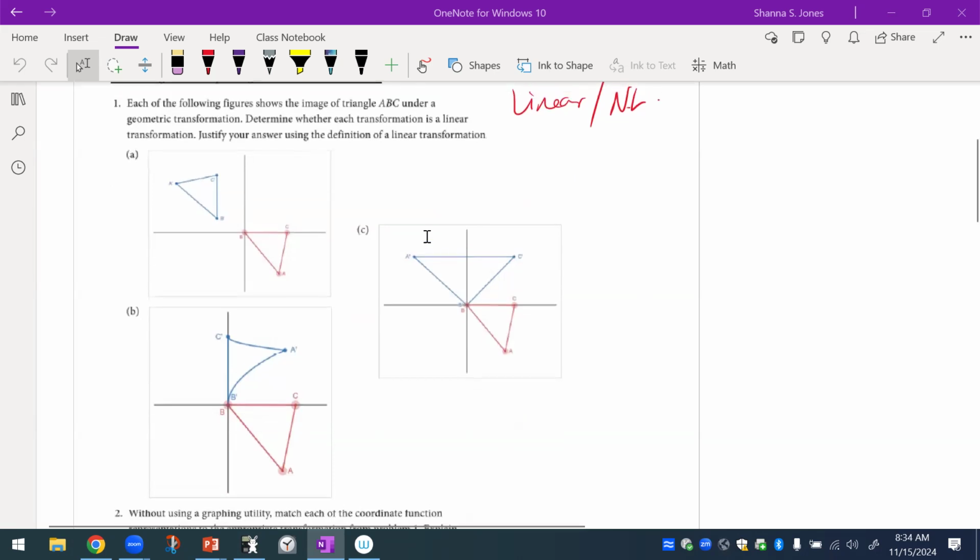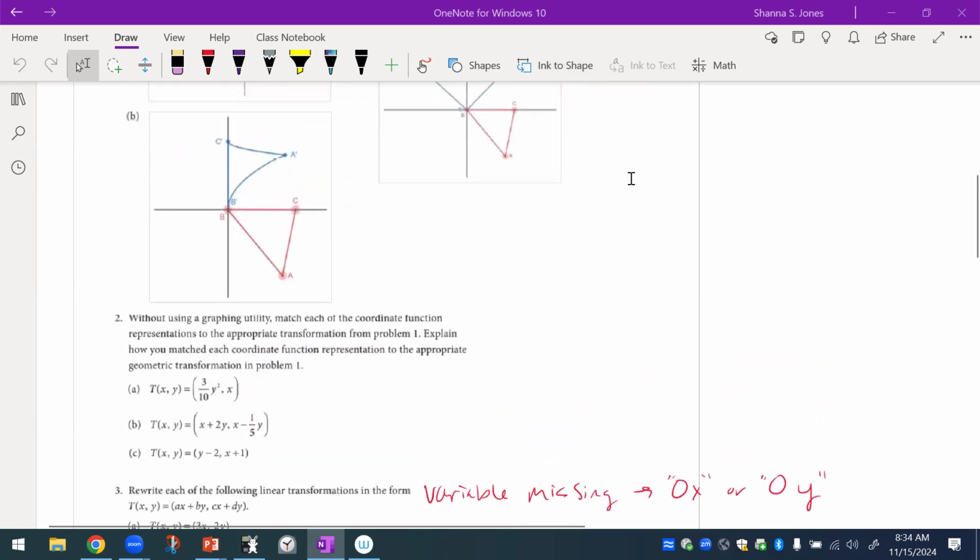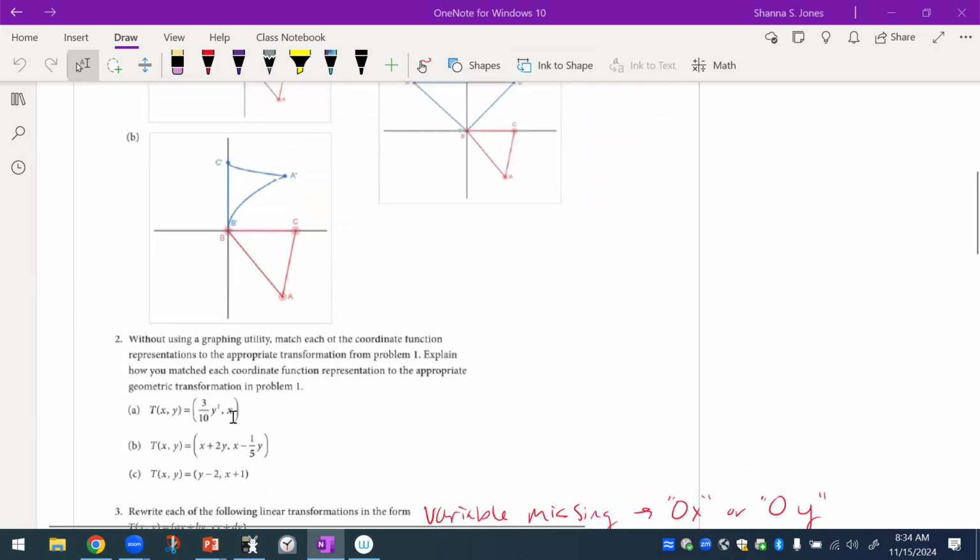So that's all it's asking you. Is it linear or is it nonlinear? So NL, L, however you want to do it. Then part two is telling you to identify which one of these transformations would match what you see up here. Okay, that's what part two is asking. Which one does this model?